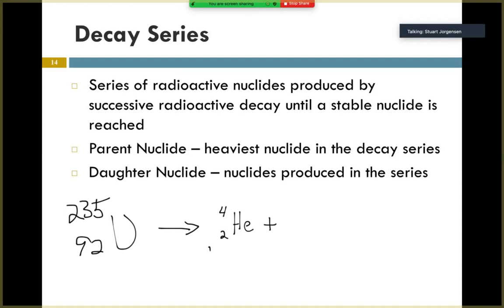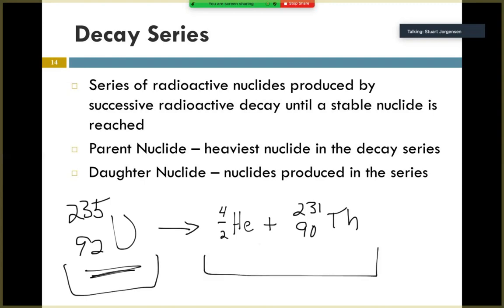Well, we're losing the helium from this original nuclide. Well, that means we're losing 4 mass. 235 minus 4 is 231. We started with 92 protons, but we're losing 2. So now we're down to 90 protons. If we look on the periodic table, number 90 on the periodic table is, what we got? Thorium, Th. And just like we saw before, when we said they have to be the same, the total mass on the left is the same as the total mass on the right. The number of protons on the left is the same as the number of protons on the right.